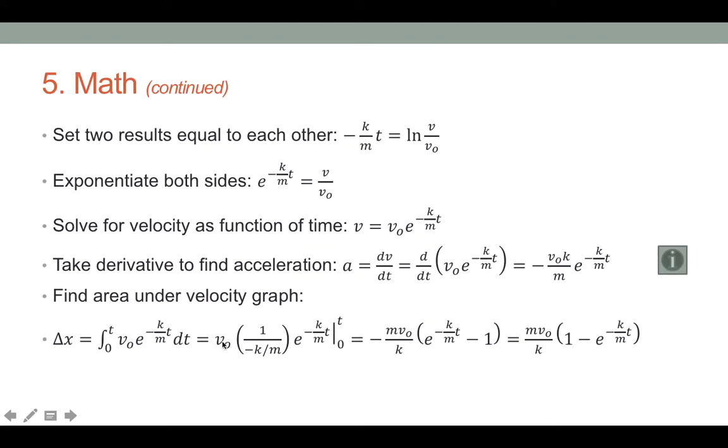So here, this is the constant, I'll just take out of the integral. This is the 1 over b, which is minus k over m, times e to the minus k over m times t, evaluated at our two limits, 0 and t. And then we evaluate that: e to the minus k over m times t, minus this evaluated at 0, and e to the 0 is 1. And here I have a minus sign, and I'm going to simply distribute that minus sign out and say the displacement is just m times v0 over k times 1 minus e to the minus k over m times t. And there is our displacement as a function of time.